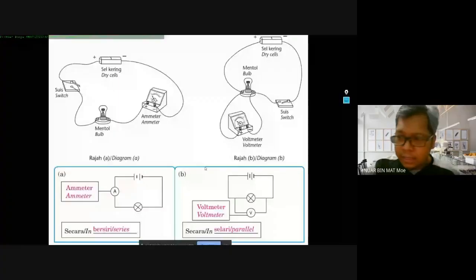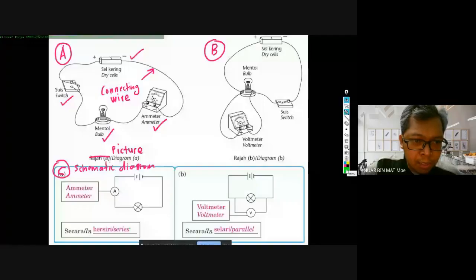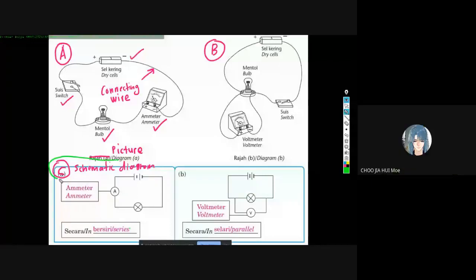Okay, schematic diagram. This is what we call a schematic diagram. It refers to the same things, but it is simpler, easier for us to understand.